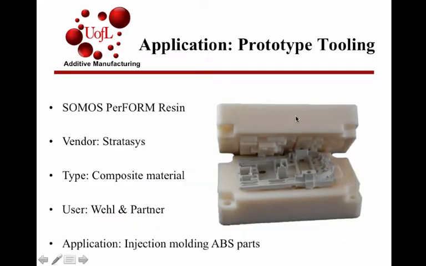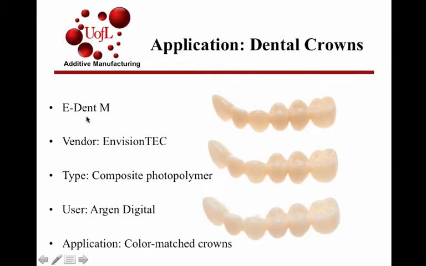One example in this particular case is a mold that is used to generate prototype tooling with a limited number of parts that can be manufactured. Here is an example of a mold for injection molding for ABS that was used by Well from a Somos-based commercial resin provided by Stratasys.